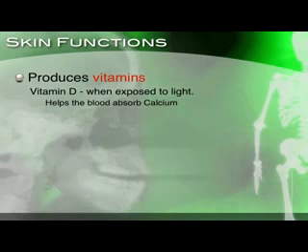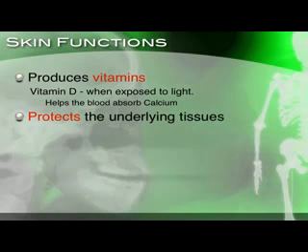And what vitamin D does is it helps the blood to absorb calcium. And calcium has a number of functions in the human body, some of which we're going to talk about later in this chapter and even in other chapters. Next function, it protects the underlying tissue. Okay, it protects those underlying tissues. So it helps regulate temperature. It functions as a sense organ. It produces vitamins, vitamin D in particular, and it protects the underlying tissue.